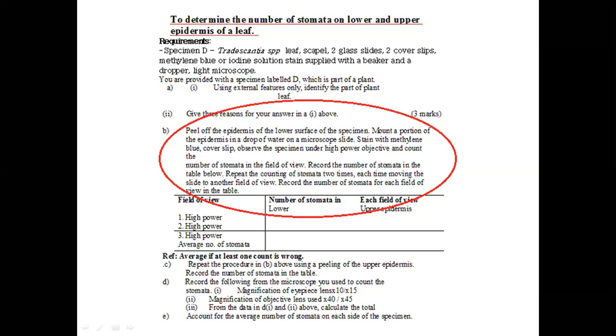But now, like this question, the examiner is telling us how to peel. Peel off the epidermis of the lower surface of the specimen, mount the portion of the epidermis on water, okay, all those details, stain. So I want us to see where those terms take us. How do we peel? How do we go about peeling? How do we mount? Now, you see those terminologies. What type of specimen or what type of slide are we making? Yeah, because there are different types of slides that we need to know.